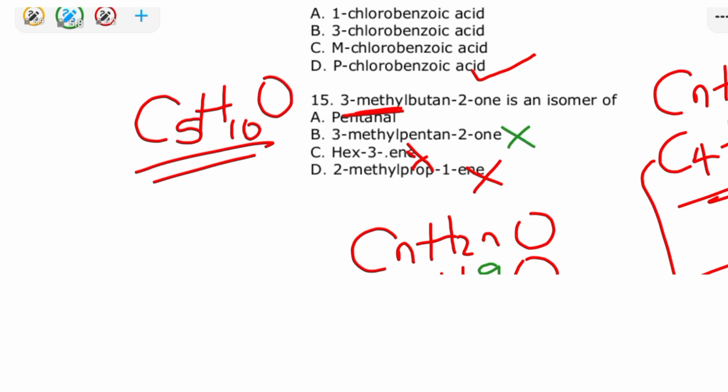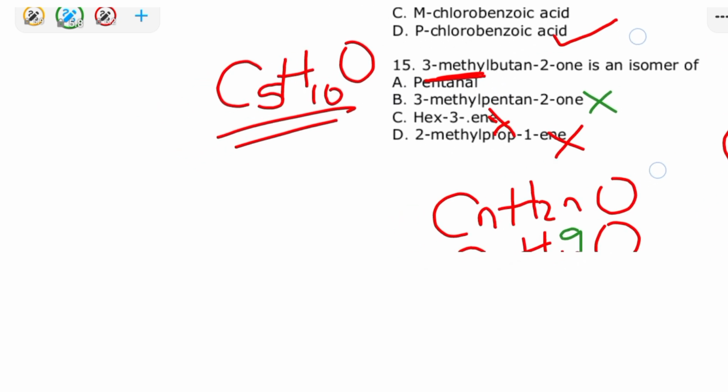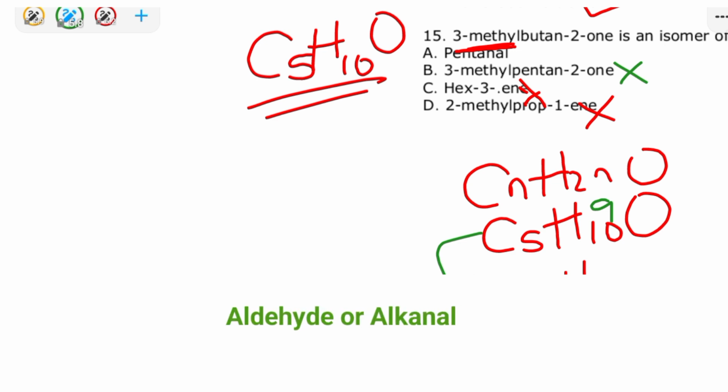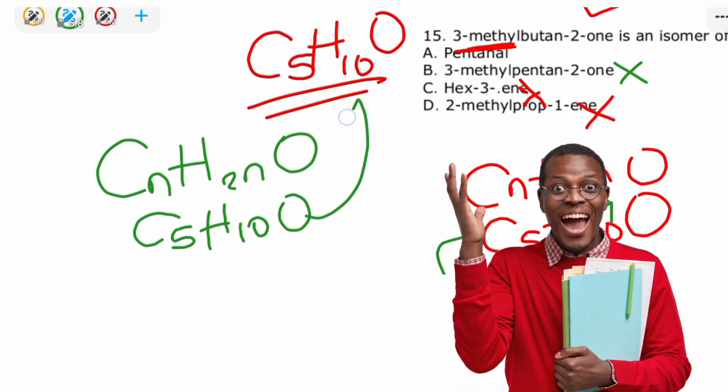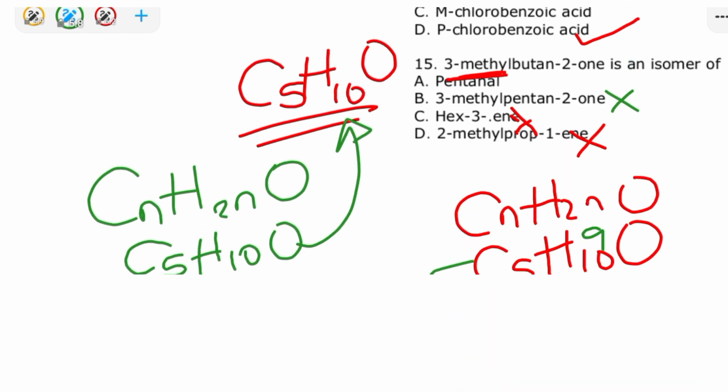So obviously, we're left with only one option. That option definitely must be the answer. Pentanal. This is pentanal here. If you want to confirm it, pentanal is an aldehyde, or you can say it is an alkanal. And alkanals have the same formula as ketones, which is CnH2nO. Pentanal is 5, so put 5 here. That will be C5H10O, the same formula as our 3-methyl-butan-2-one. So you can see that they have the same formula.